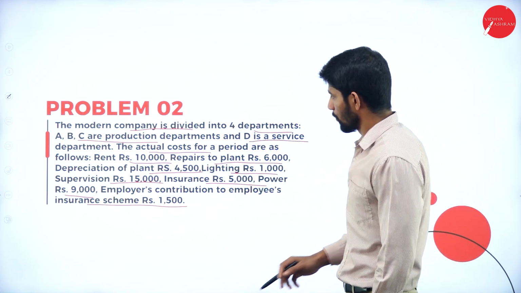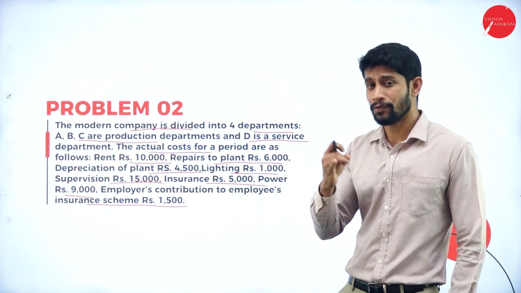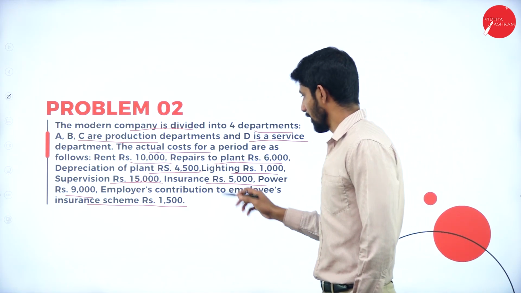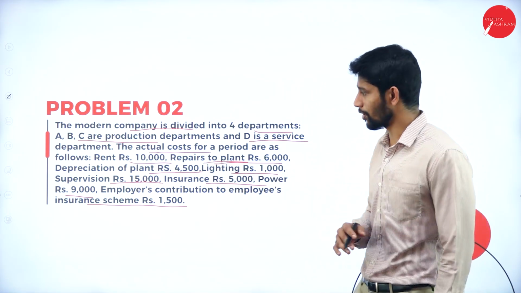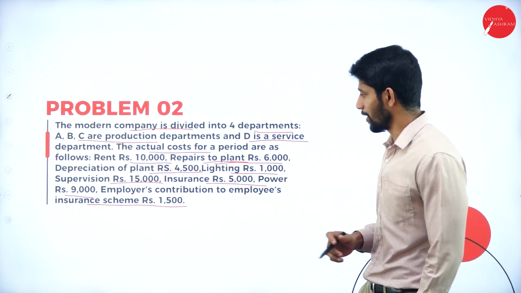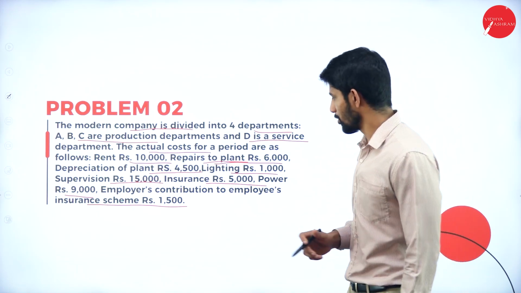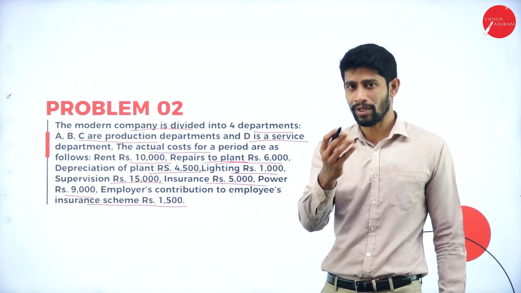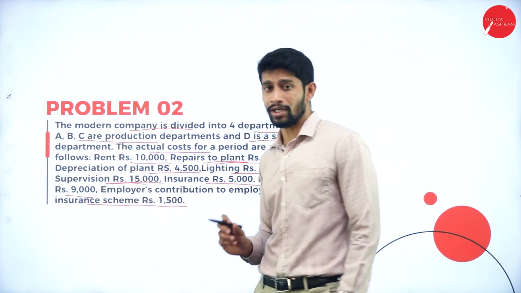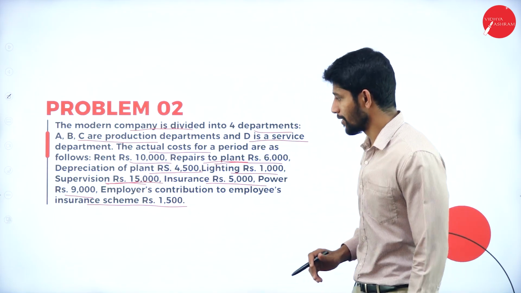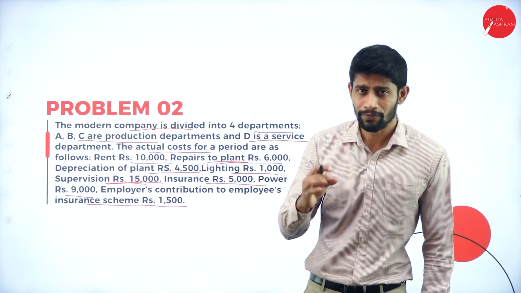So you already know. Rent, on what basis do you pay the rent? On the basis of area. Next, repair of plant and machinery on the basis of value of the stock or value of the machinery. Next, depreciation on plant, again value of the machinery. Next, lighting based upon the number of lighting points you have. Supervision is based on the number of employees. Next, insurance for employees is also based on the number of employees.